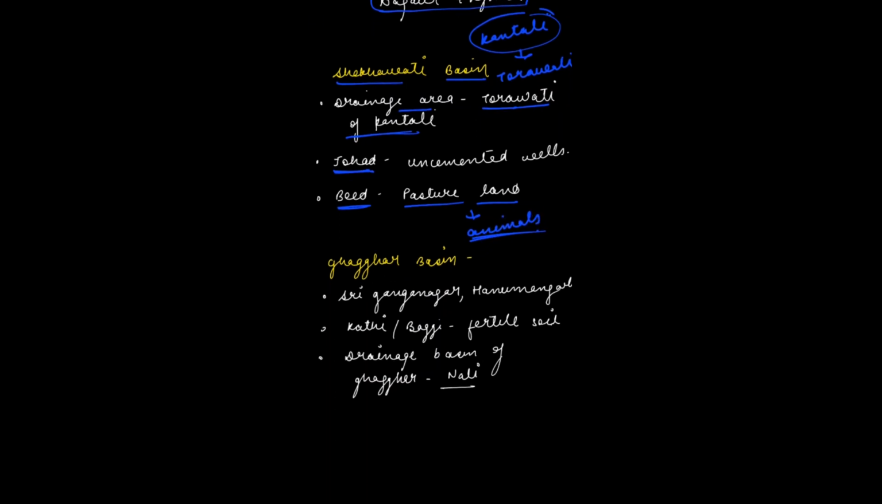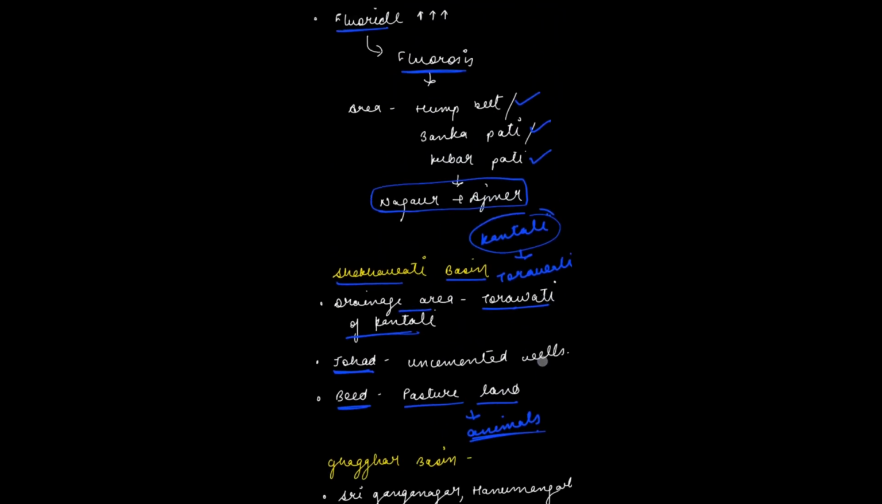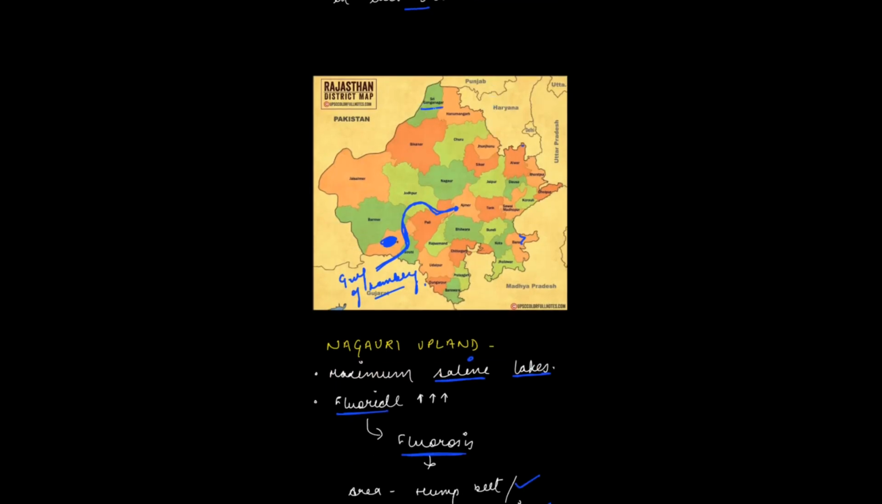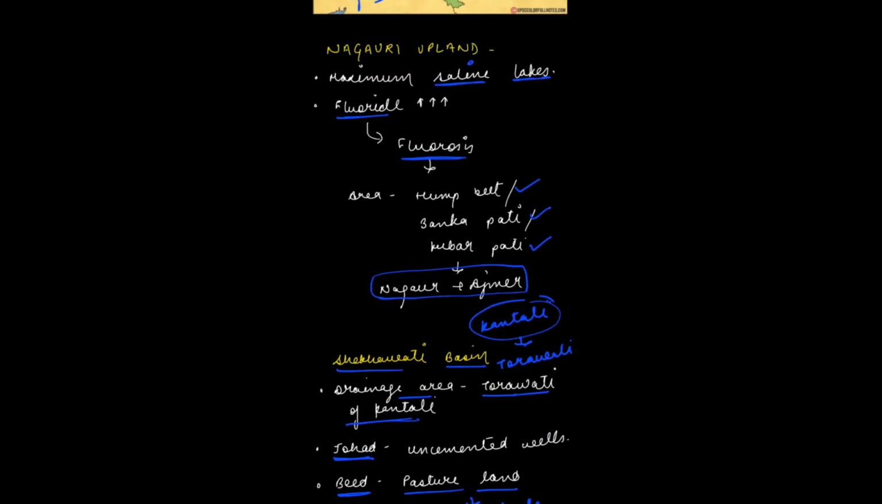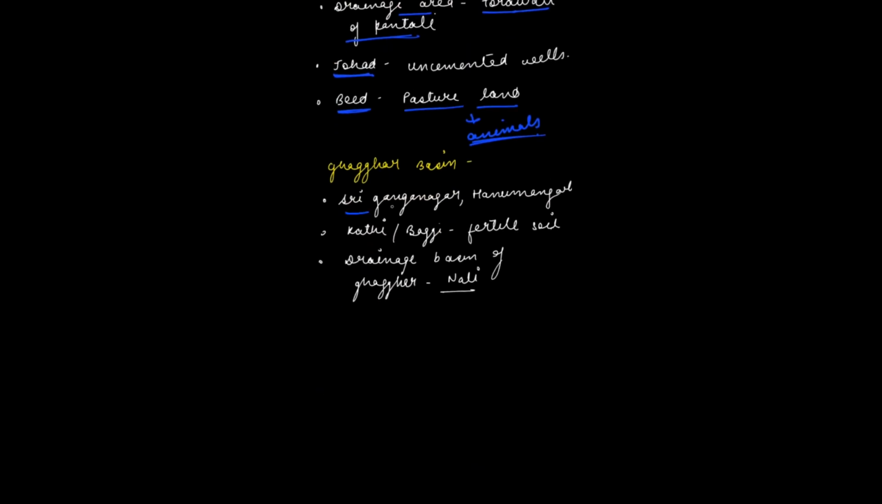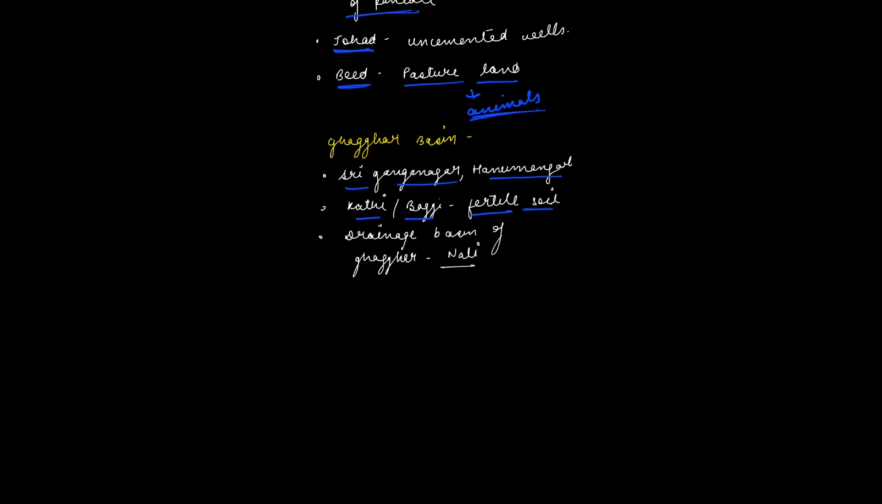Then we have the last basin, that is Ghaggar Basin. It is in the Sri Ganganagar and Hanumangarh region. We have the Ghaggar river, and the drainage of Ghaggar river is known as Nali. Kathi and Baggi is the fertile soil which is found in the drainage of Ghaggar river. So this was the second part of desert, that is the semi-arid desert.